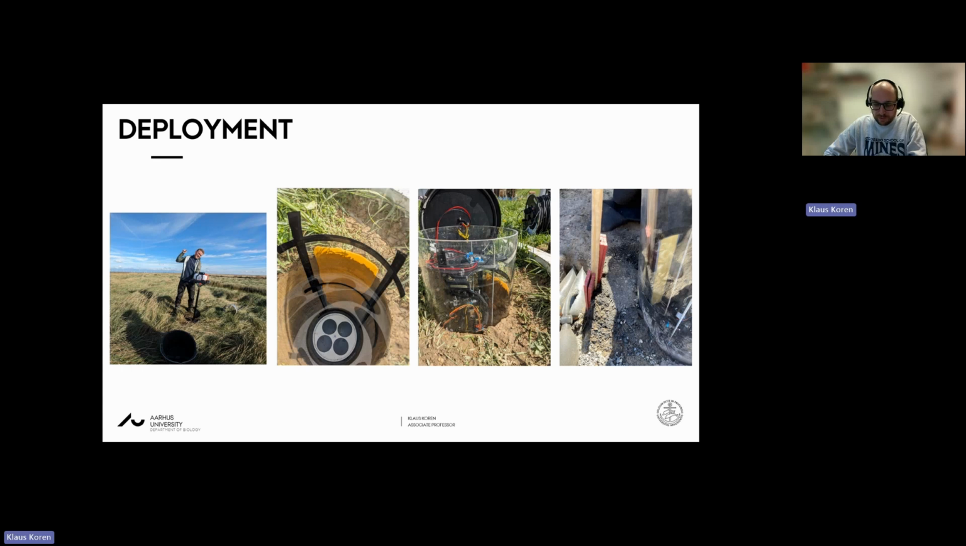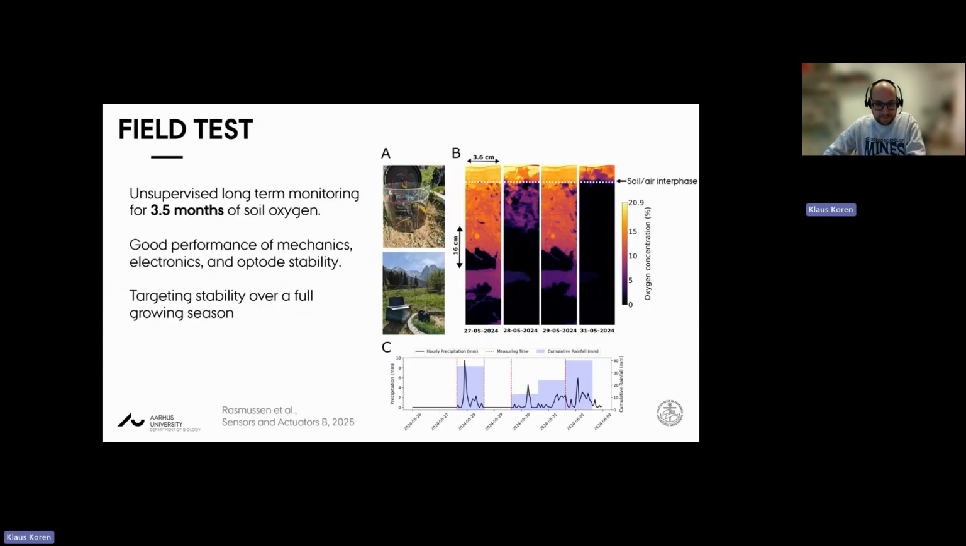And sometimes if you don't have a lot of time to deploy, we actually needed to push the soil towards the sensor to get good contact. But what was exciting for us was that it was actually working. So we were able to have it standing in Germany in this field for 3.5 months and get continuous oxygen imaging of the below ground oxygenation.